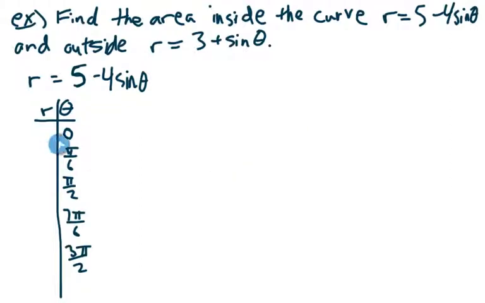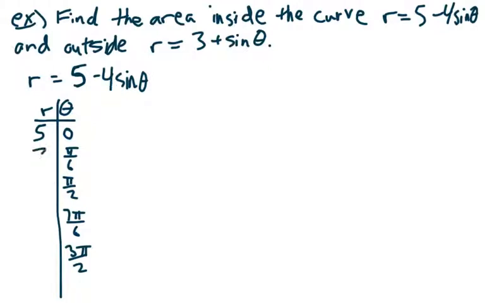When I plug in 0 for theta, this becomes 5 minus 4 times 0, 5 minus 0, r is 5. When I plug in pi over 6, I was mixing up the value of sine with the angle. Sine of pi over 6 is equal to 1/2. 5 minus 4 halves is 5 minus 2.